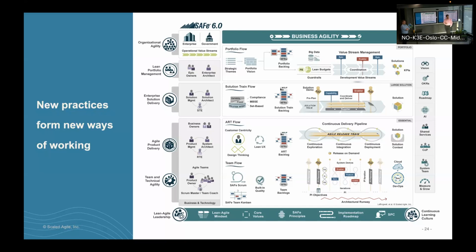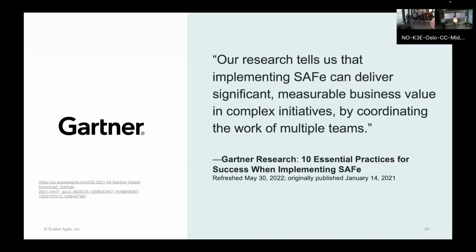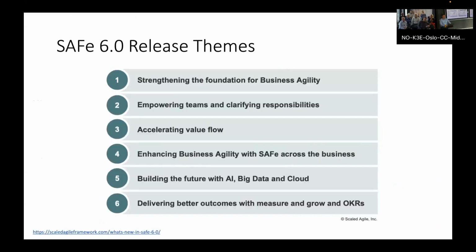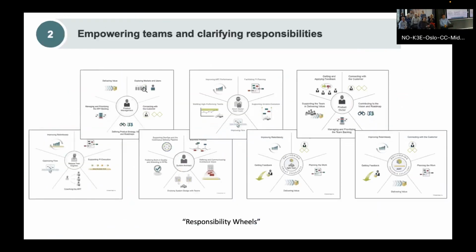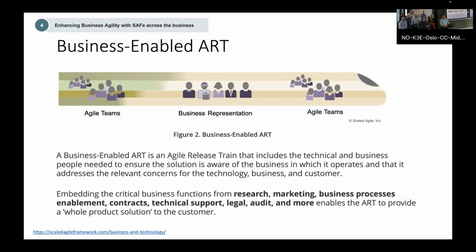Any other questions or thoughts? I actually have a question from your slides. Yeah. You can go back to the one that's combined. Which one? The combined portfolio one? Yeah, the combined portfolio and the business. Oh yeah. So this one, I'm trying to understand that. In this, what is the business enabled ART?